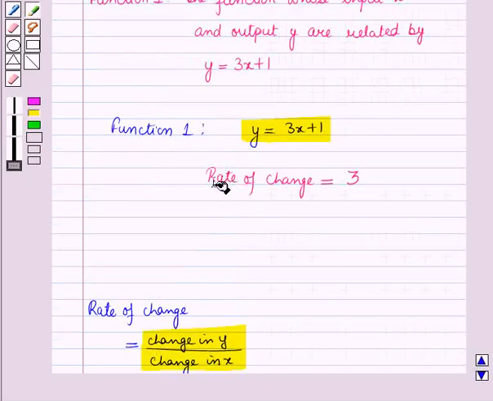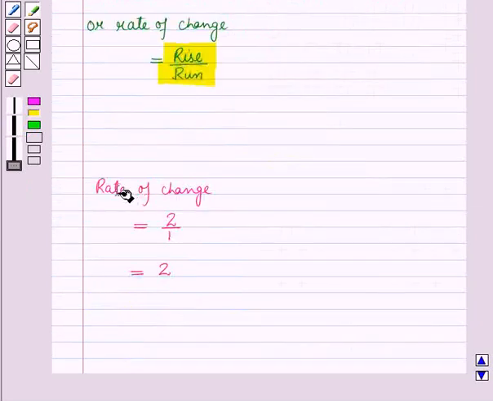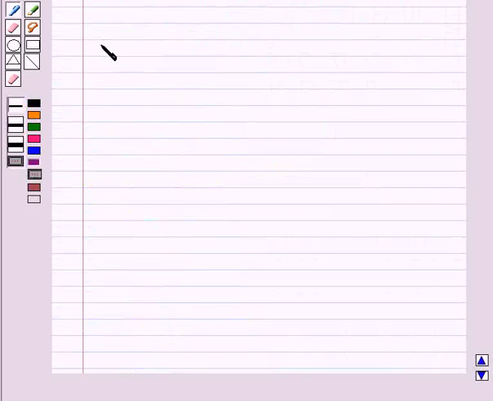Now for function 1, rate of change is equal to 3. And for function 2, rate of change is equal to 2. So, function 1 has greater rate of change.